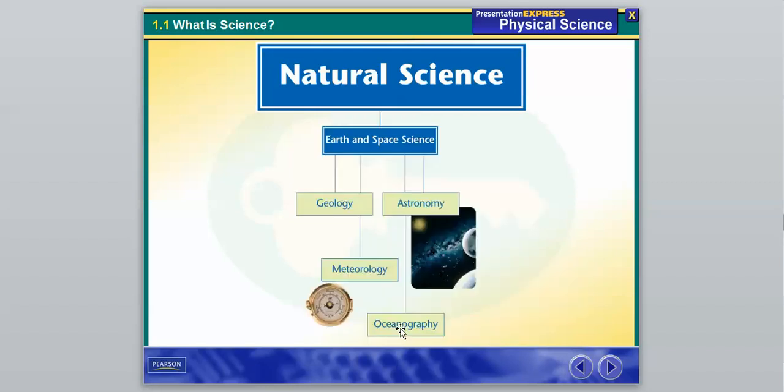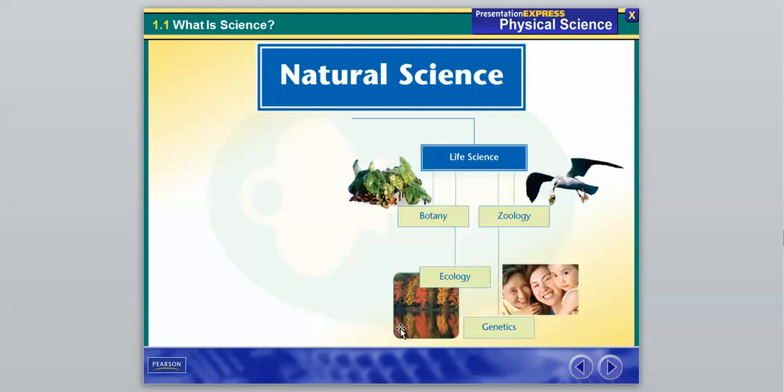And then next year, as sophomores, you will get into more of the life science, which is biology, and some different topics that we get into are zoology, botany, ecology, and genetics. But again, you don't have to worry about that too much now. There will be a little bit of overlap maybe in physical science with some of those, but you'll have your whole sophomore year with me to hit on those topics.